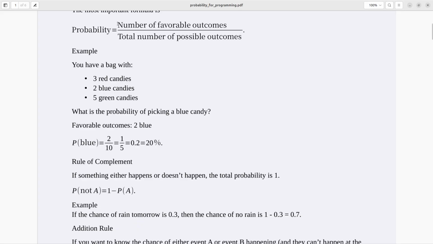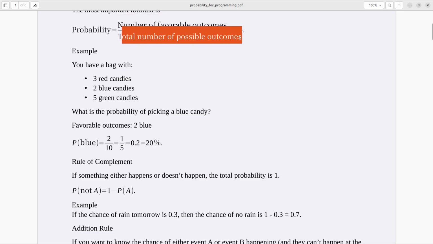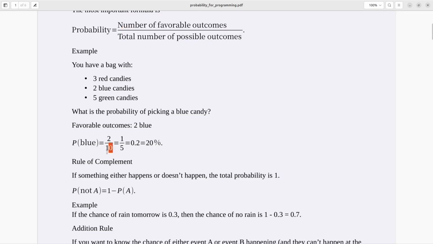Let us go back to the definition here. Number of favorable outcomes divided by the total number of possible outcomes. So the number of possible outcomes is just 10 because we have 10 candies in a bag. And the number of favorable outcomes is 2 because we are talking about the 2 blue candies here. So if I apply the probability formula, I'm able to get 2 over 10, which is equal to 1 over 5 or 0.2 or 20%. So you can use a fraction, that's one number, and the percentage to describe the probability. All these 3 formats are allowed, okay?